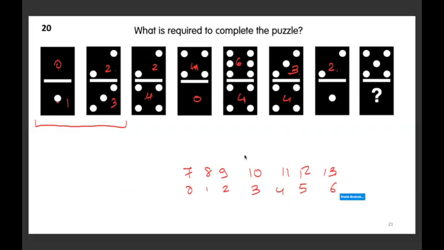Okay, this way. So 4 plus 4, 8. So 8 will be 1, which is fine. 3 plus 2, 5. 4 plus 1, 5. So 5 should come here, which is the correct answer. Okay, we'll move to the next.